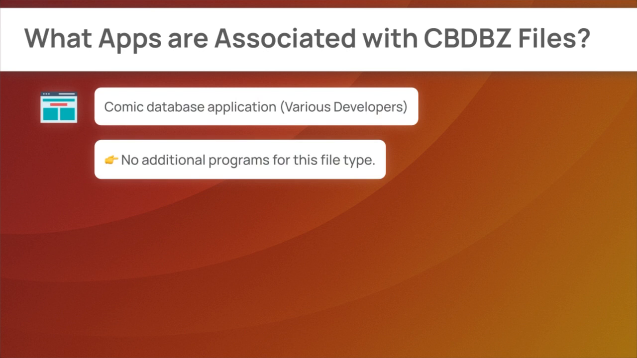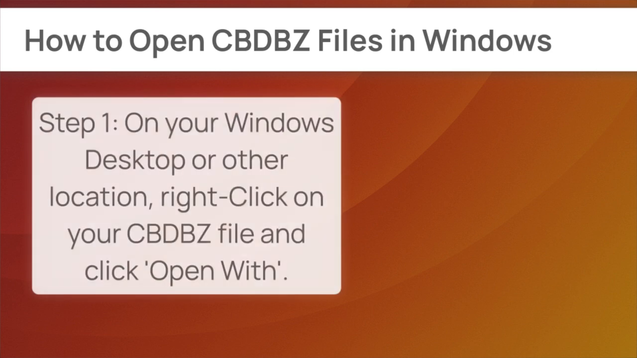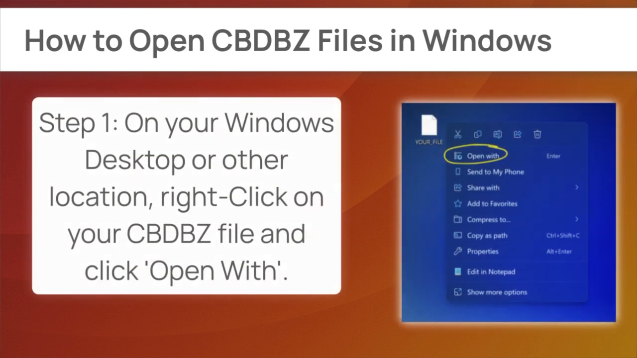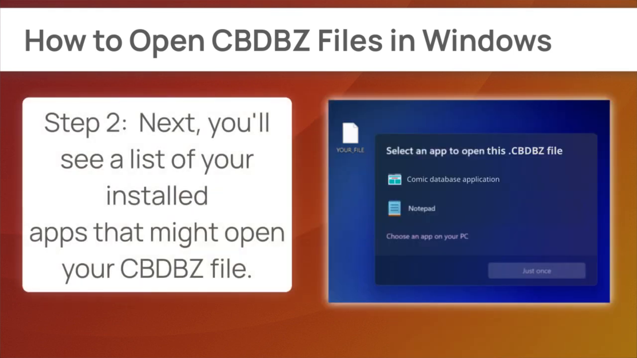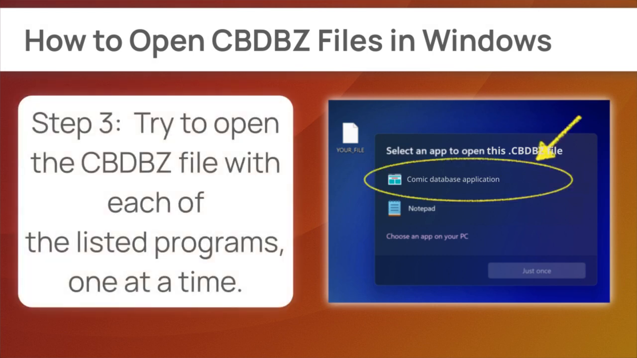For complete access to all file resources, a dedicated program is needed. Windows can detect but not fully interpret many compressed formats, so extraction tools are required. Let's check the software manifest. Right-click your CBDBZ file and select Open With. Test Comic Database Application if it is installed. If it's unavailable, choose a different program. We are looking for the right interpreter.